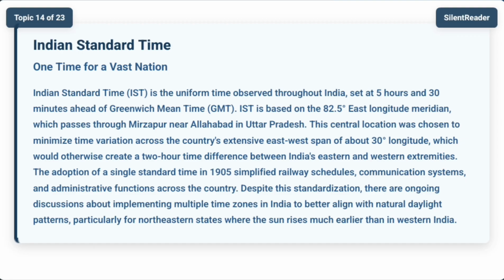The adoption of a single standard time in 1905 simplified railway schedules, communication systems, and administrative functions across the country. Despite this standardization, there are ongoing discussions about implementing multiple time zones in India to better align with natural daylight patterns, particularly for northeastern states where the sun rises much earlier than in western India.